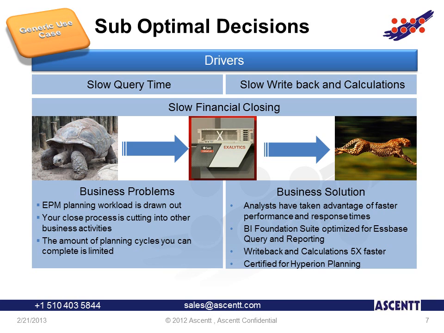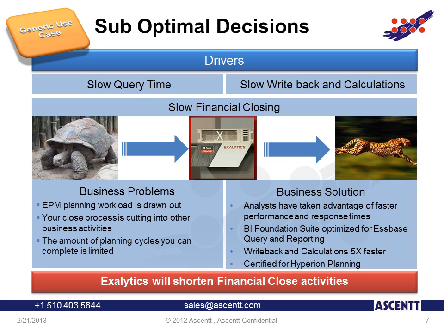Business problem here. The EPM planning workload is drawn out. Effectively, finance closes down for this period. Your close process is cutting into other business activities. And the amount of planning cycles you can complete is limited. So the fewer the cycles, the more suboptimal decisions are going to occur.